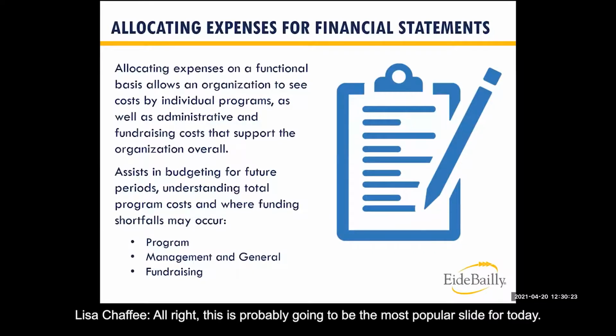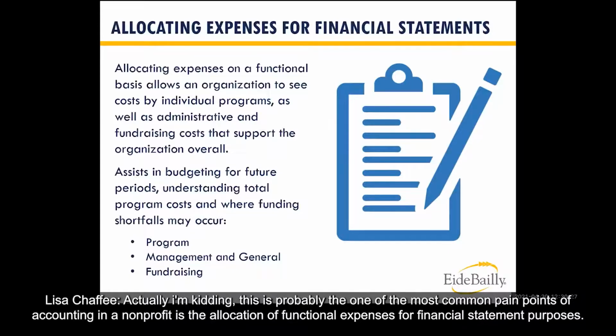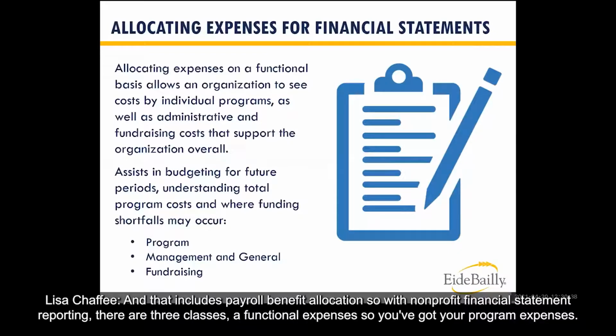All right, this is probably going to be the most popular slide for today. Actually, I'm kidding. This is probably one of the most common pain points of accounting in a nonprofit: the allocation of functional expenses for financial statement purposes. And that includes payroll and benefit allocation.